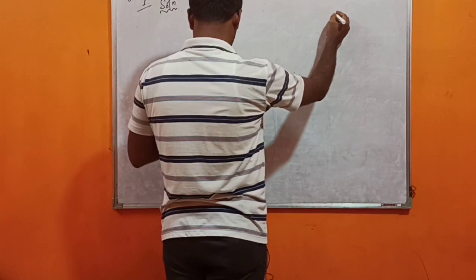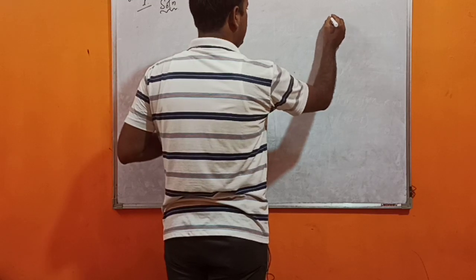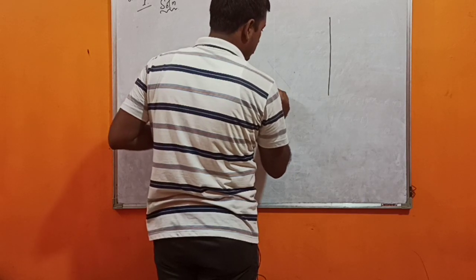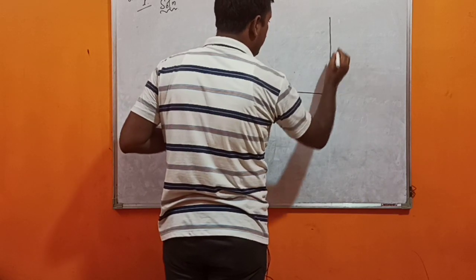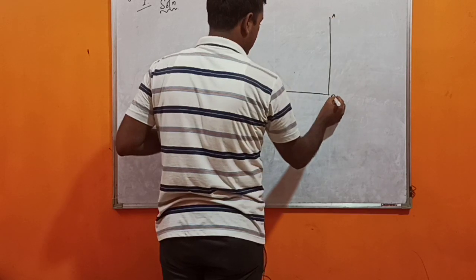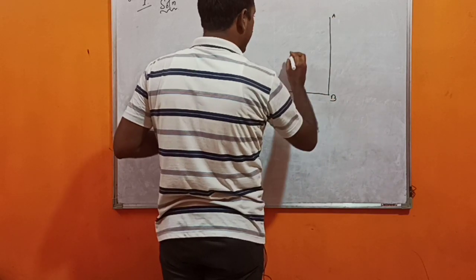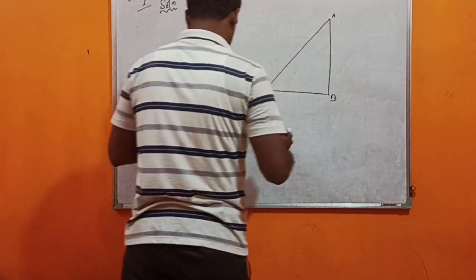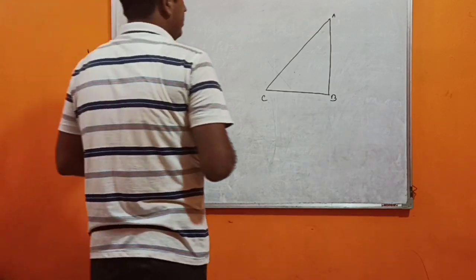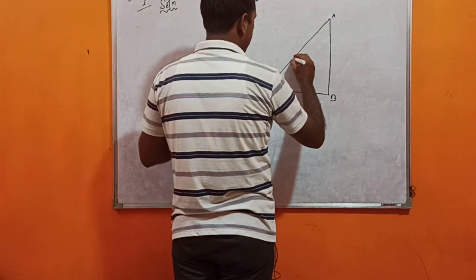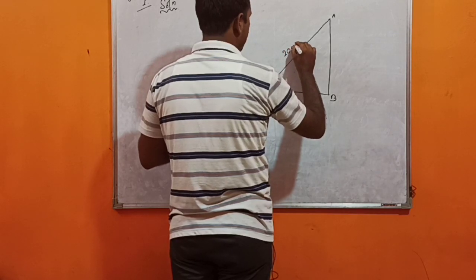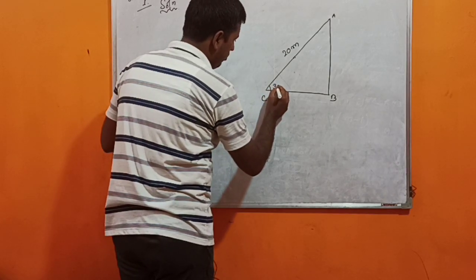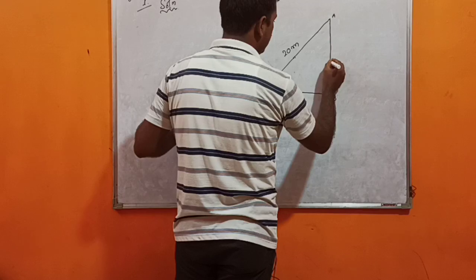AB is the height of the pole, and the distance of the bottom part of the rope from the pole is BC. AC is the length of the rope. Here it is given that the length of the rope AC is 20 meters. The angle is 30 degrees, and we have to find the height, that is AB.